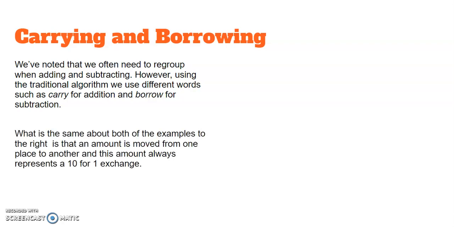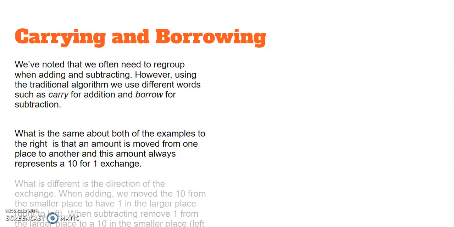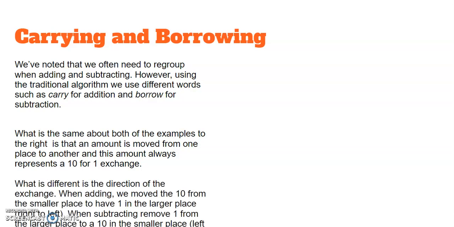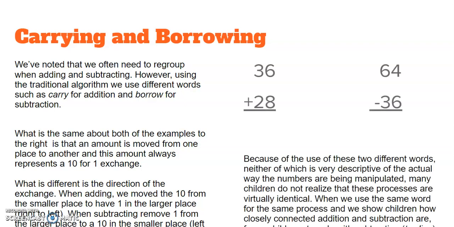in order to perform the operation of subtraction. What's the same about both of the examples that I'm about to show you is that an amount moved from one place to another always represents an exchange of a 10 for 1. So if we look at 36 plus 28, we would start in the ones. We would have to regroup because 8 plus 6 is more than 10. So we would have a group of 10 and 4 ones remaining in that place value. So now we would have 1 ten plus 3 tens plus 2 tens in order to regroup.